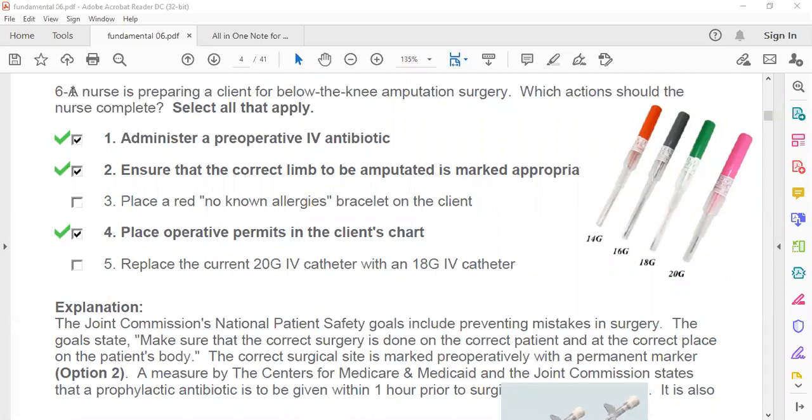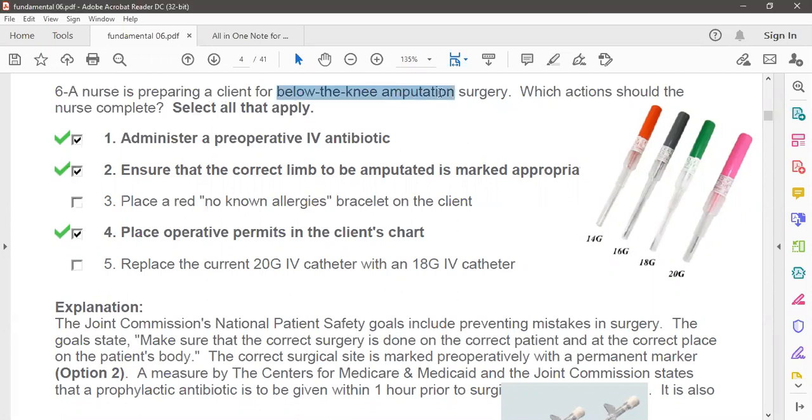Question here: a healthcare provider is preparing a client for below-the-knee amputation surgery, right? So an LPN or RN is preparing a client who needs amputation surgery. Which action should the nurse complete? Select all that apply. Number one, administer pre-operative antibiotics. According to policies or guidelines, before starting any kind of major surgical operation, we have to start pre-operative antibiotics. It is very important to know.